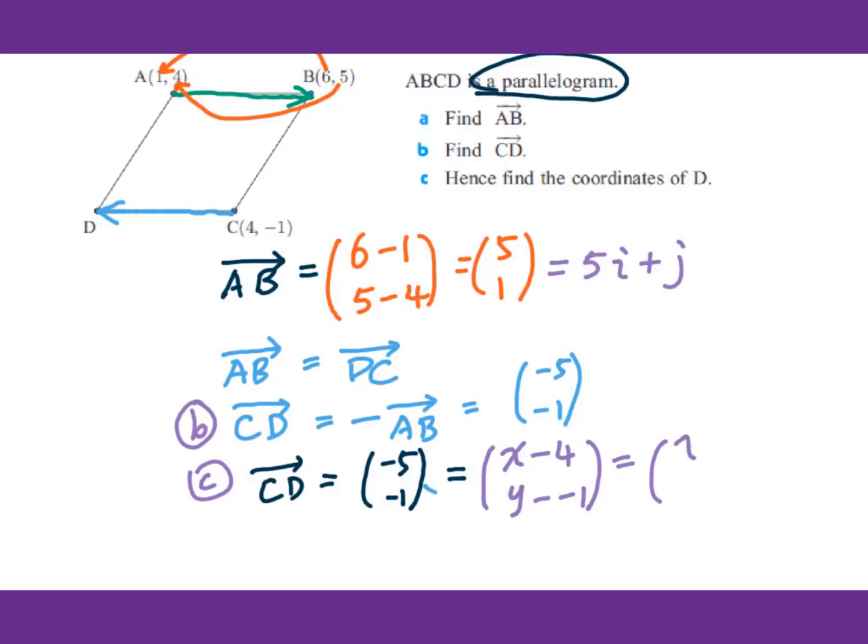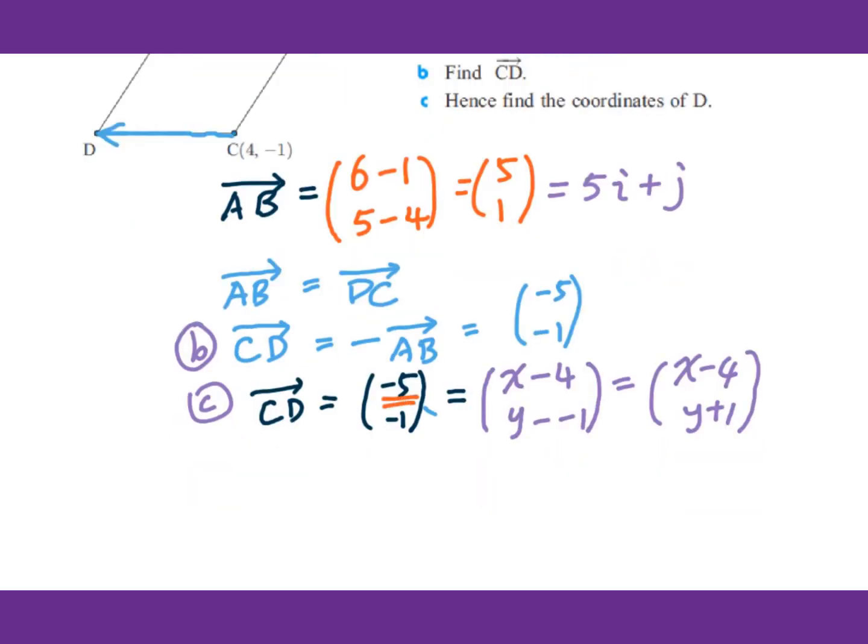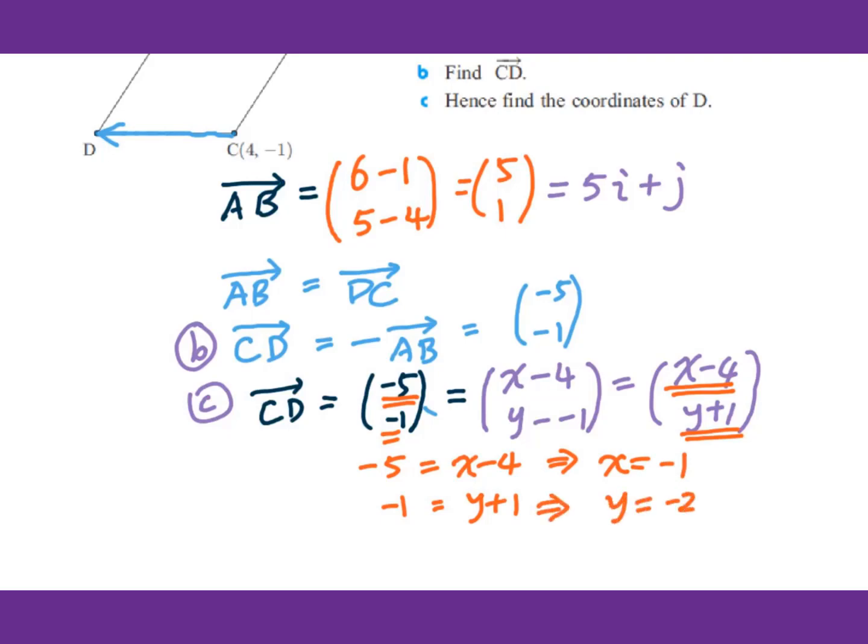So we get X minus 4, here's Y plus 1. Then check this, negative 5, X minus 4. Negative 1, that's Y plus 1. So we set up negative 5 equals X minus 4, negative 1 equals Y plus 1. From here, we get X equals negative 1. From this equation, we got Y equals negative 2. So the coordinate for D will be negative 1, negative 2.